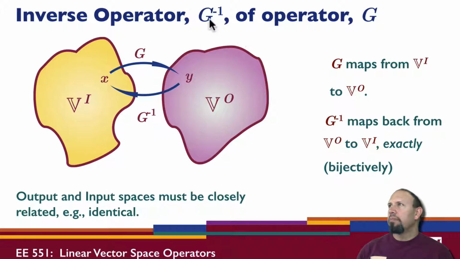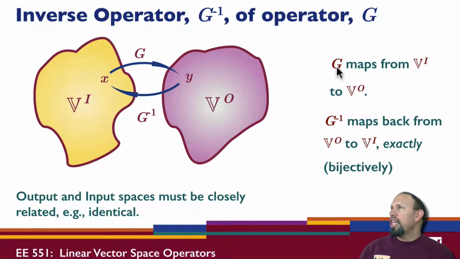The inverse operator of an operator. So the inverse of operator G is given this way. I have some operator G that takes X and maps it into Y. The inverse operator takes the value Y and maps it back into X. And that's true for every element in the input and the output space. So in order for this kind of thing to happen, the input and output spaces must be closely related. For example, they must be identical. They don't have to be identical, but there's too much going on here for this to make sense. Every point in this space has to map into this space. Every point in here needs to map into there.